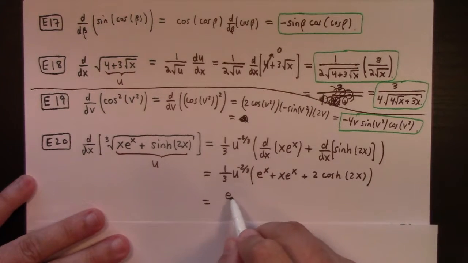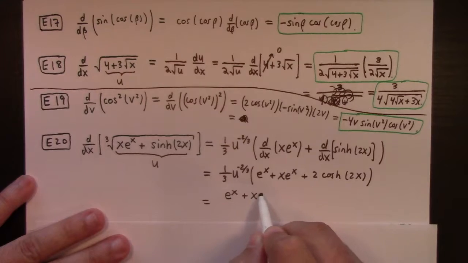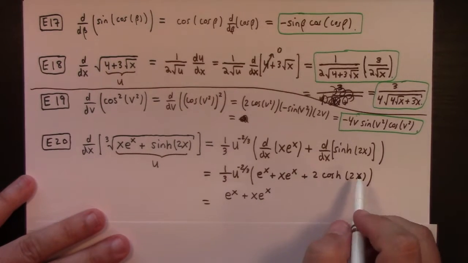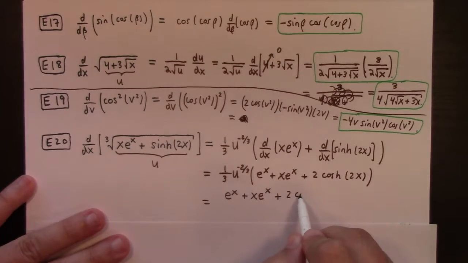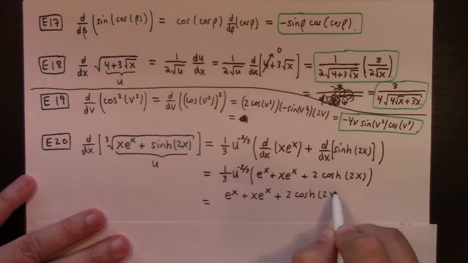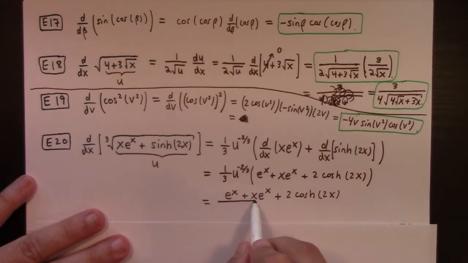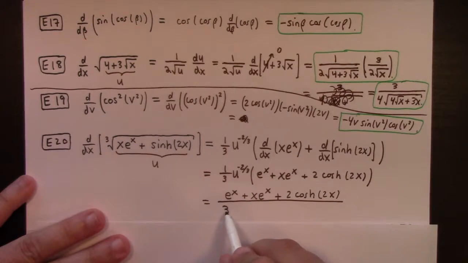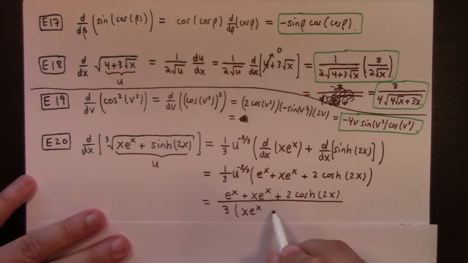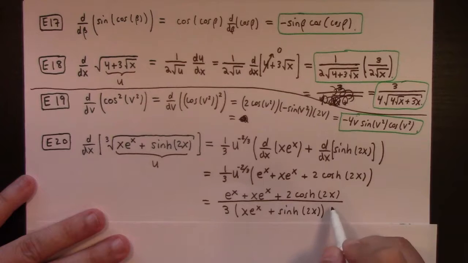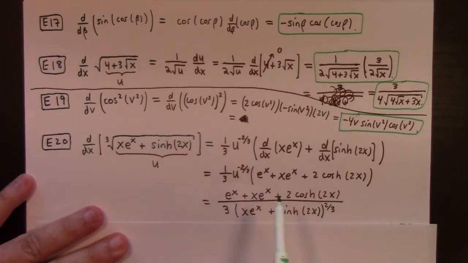Alright, so we've got e to the x plus x e to the x. Of course I could have factored the e to the x out, I just chose not to. Plus 2 hyperbolic cosine of 2x. Divided by 3 times parentheses x e to the x plus the hyperbolic sine of 2x, all to the 2/3 power. Minus 2/3 became plus 2/3 because I moved it to the denominator. And there you go. There's another example.